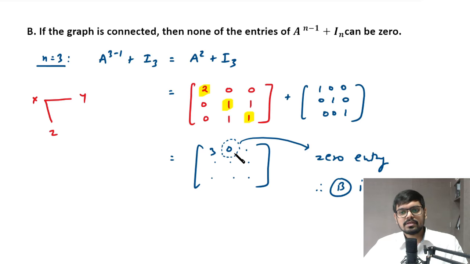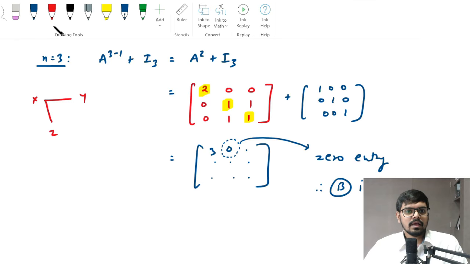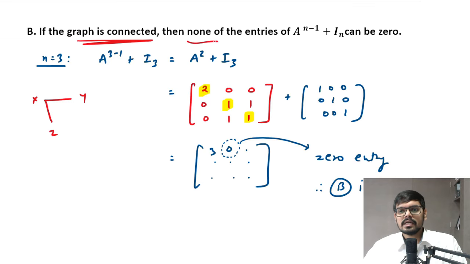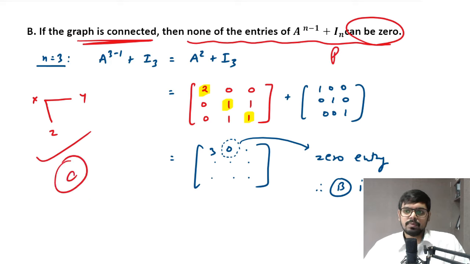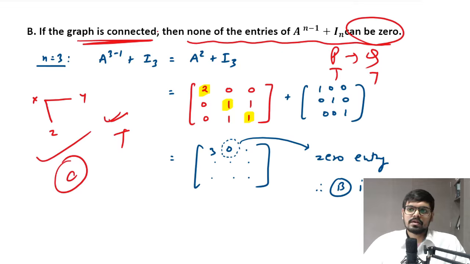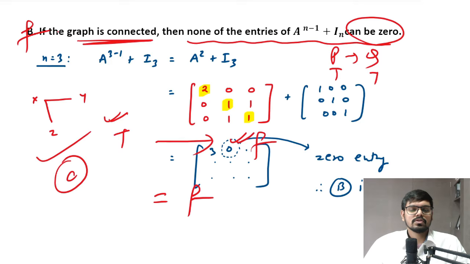If 0 plus 0 is 0, and you are saying that if the graph is connected, then none of the entries can be 0. We are taking the graph connected. This is a logic question. P implies Q. So if P is true, Q should be true. So if graph is connected, P is true. Then your Q should be true. None of the entries can be 0. But here Q is false. We got entry 0. So true implies false is false. Therefore, this is false. This is wrong.